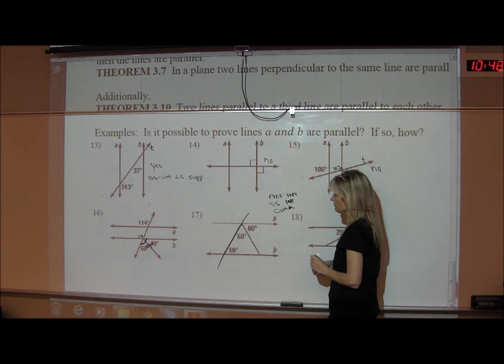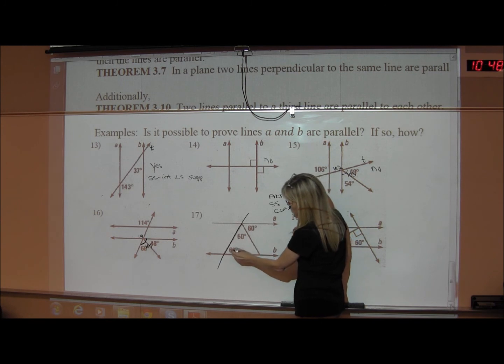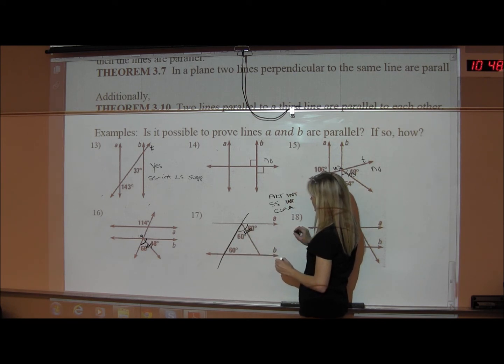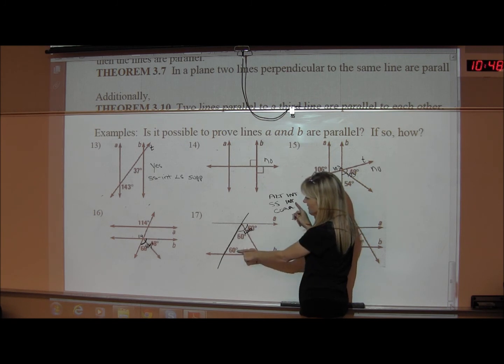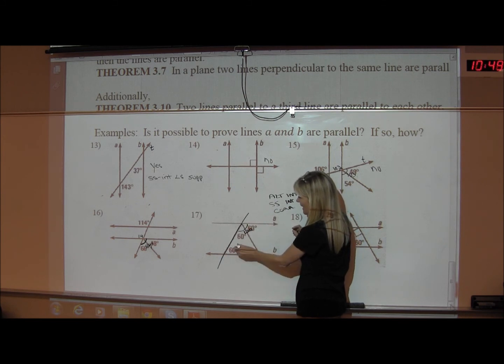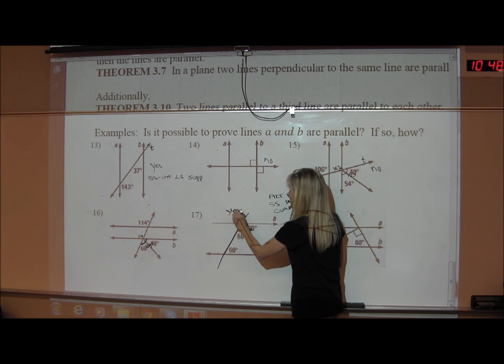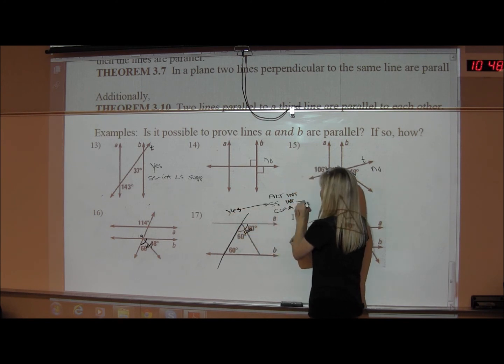I think alternate interior. Well, we have this one, but we don't have one over here. And then we have this, which is 120, but we don't have one over there. So we don't quite have alternate interior. Do we have same side interior? Yes, 120 and 60. Those are the same side and they're on the interior, and they do add to 180. So there you go. Yes, because of same side interior angles.